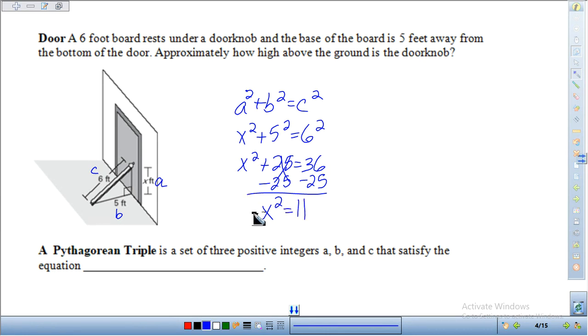Then to get rid of the squared, we're going to go ahead and take the square root. Now, if we leave that in radical form, we have the square root of 11. Since the problem says approximately how high that is, we can actually go ahead and take the square root in our calculator and get a decimal approximation. So if we round to the nearest tenth, we should come up with about 3.3 feet.